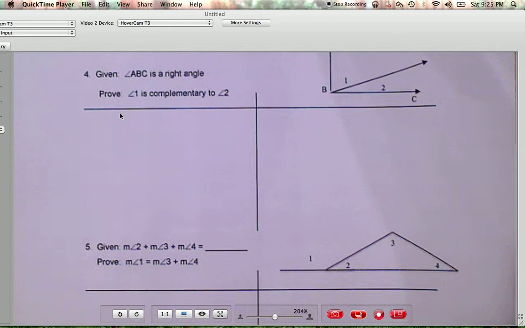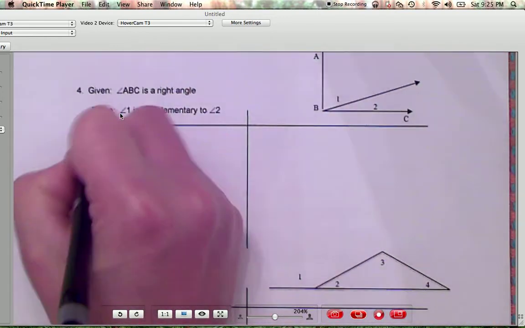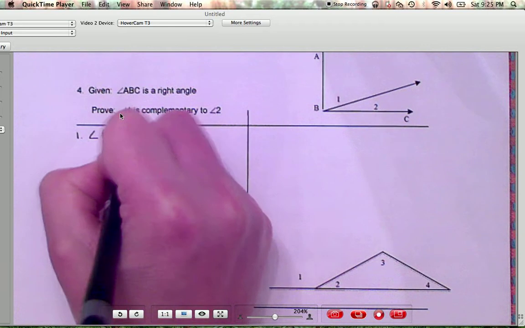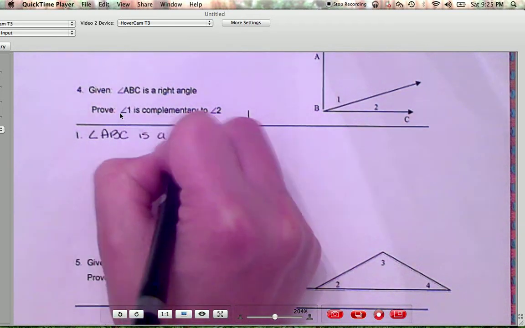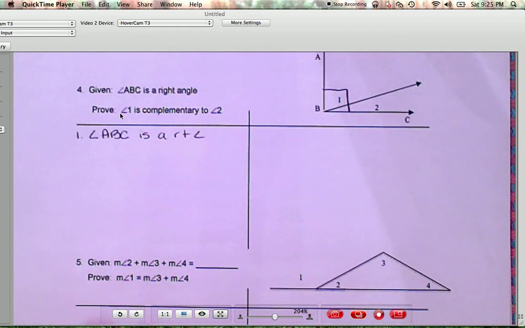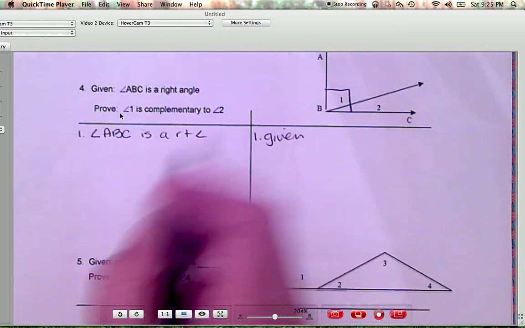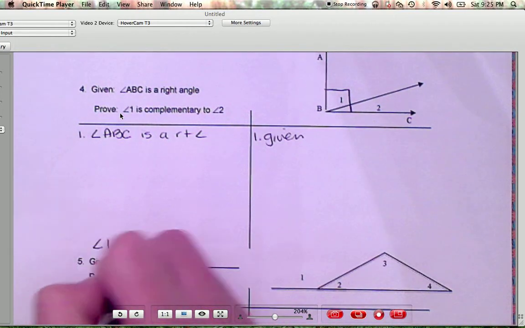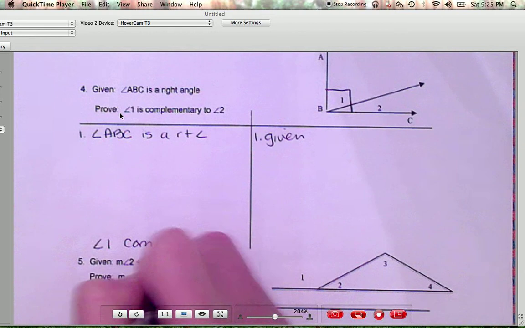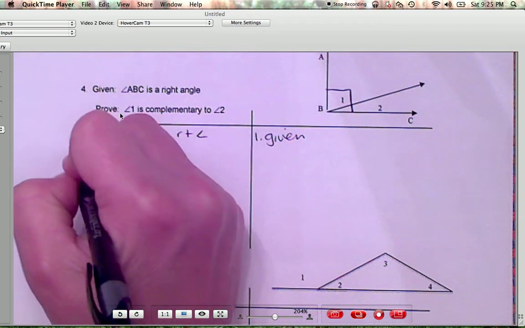Number 4 says angle ABC is a right angle. That's another wordy statement. Yay, we like wordy statements. They're easy to undo. ABC is a right angle, and we should mark that with a box in our proof. And that's given. And we also know angle 1 is complementary to angle 2. We don't actually know that. That's what we're trying to prove. But those are both wordy statements, which means we can undo both of those.